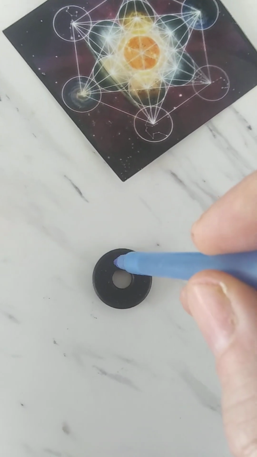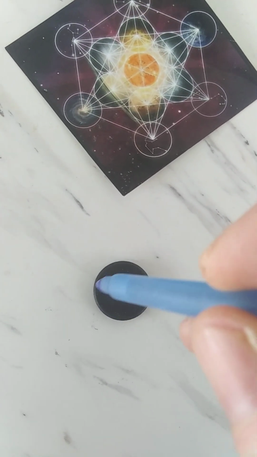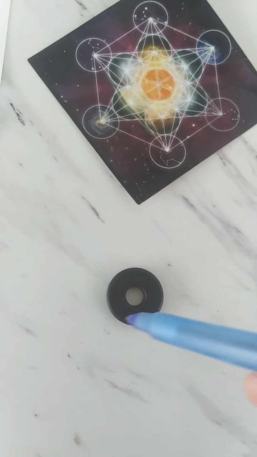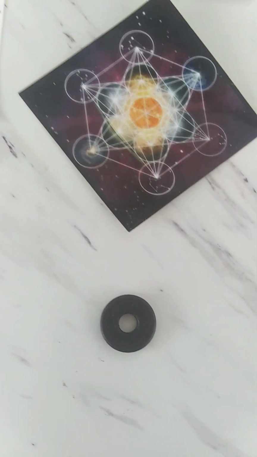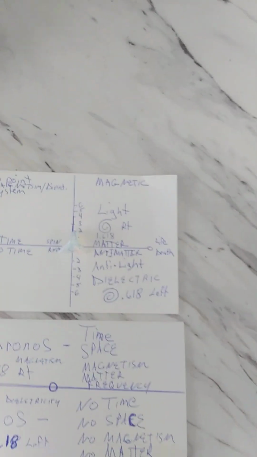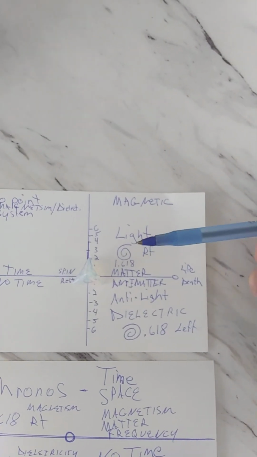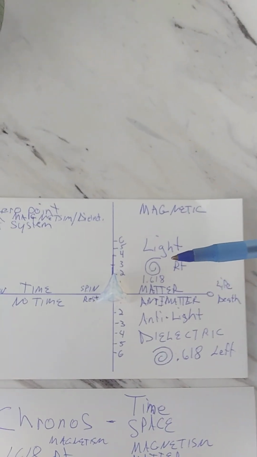On the outside of this magnet is where all the magnetism is. This is where all your visible light would be. This is where matter would be. This is where time, space, frequency, and visible light would be. So these two conditions are always happening in this magnet, to where you have these two spins going on. You have a spin to the right and a spin to the left using the Fibonacci. This is what I'm talking about.